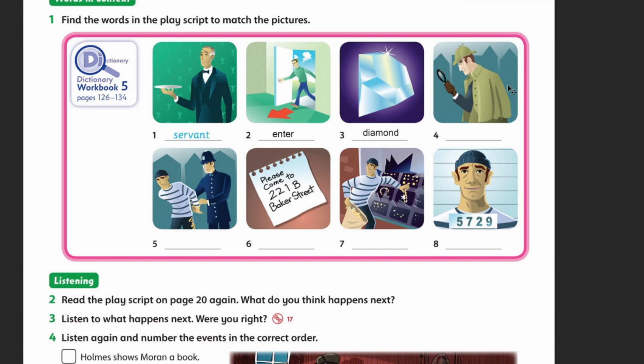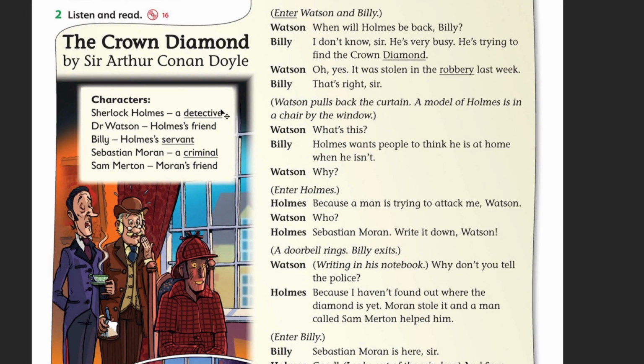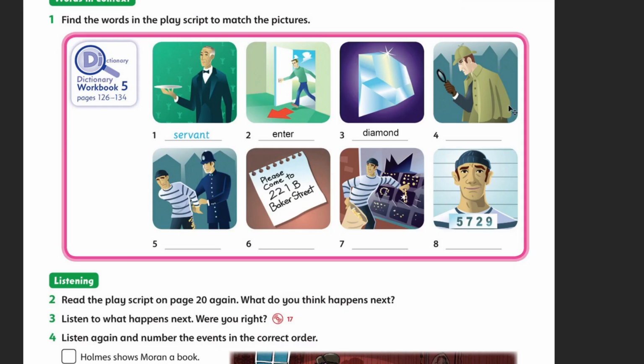Alright, so next, number 4. What kind of a person is this, or what is the job of that person? So we're going to look at it. There we have detective. So detective is the job of this person. They are investigating crimes. For example, if someone steals, a detective helps the police to solve the crimes. Detectives are quite smart people.